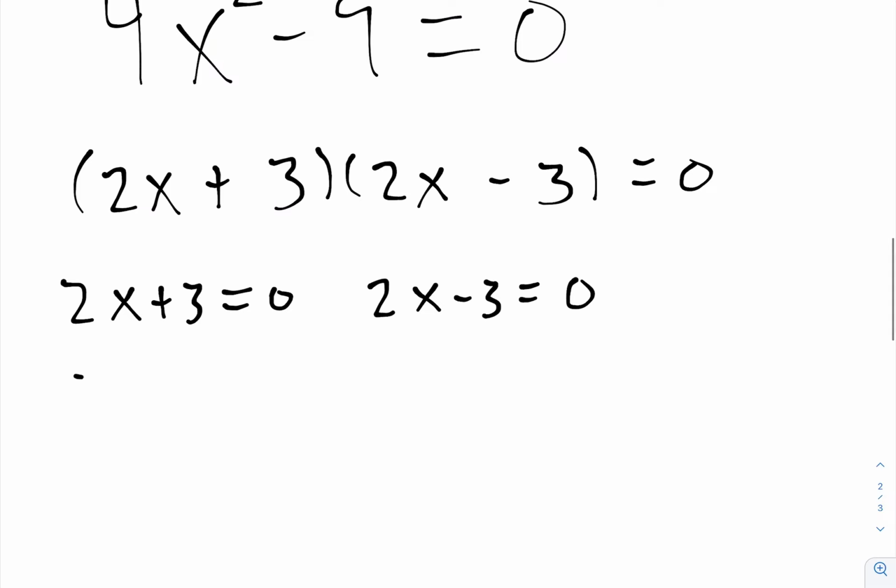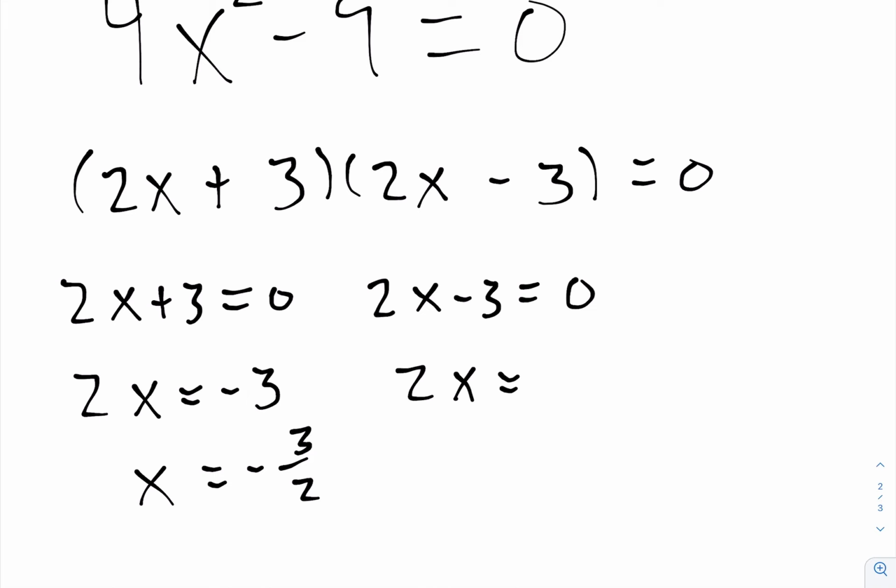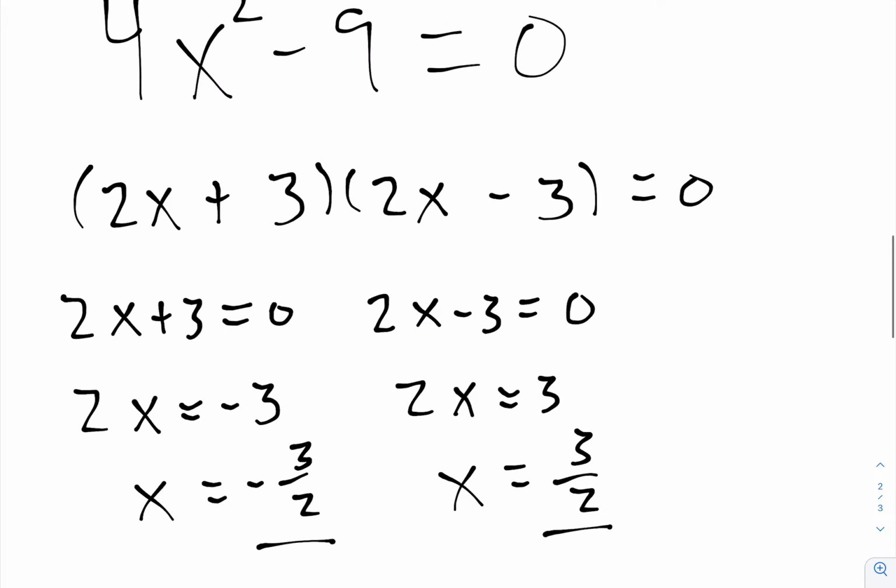Okay, so for this one, we just subtract 3, and then divide by 2, so x is negative 3 over 2. And then for this one, we add 3, so 2x equals 3. Then we divide by 2 once again. So this is negative 3 over 2, this is positive 3 over 2.